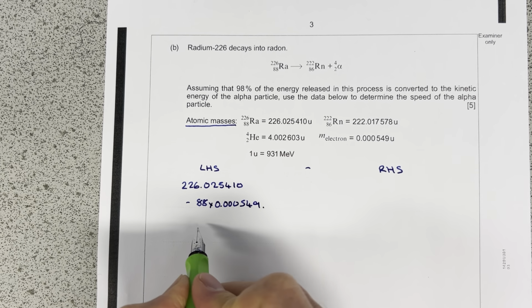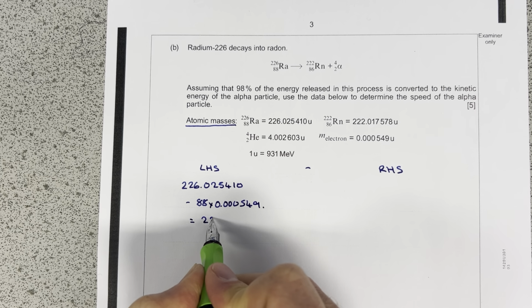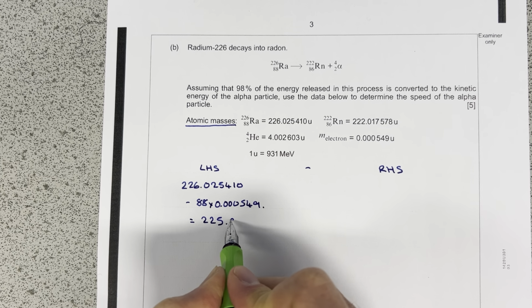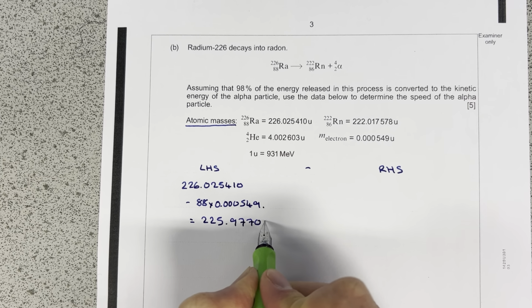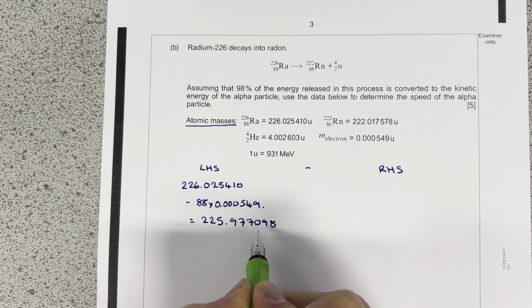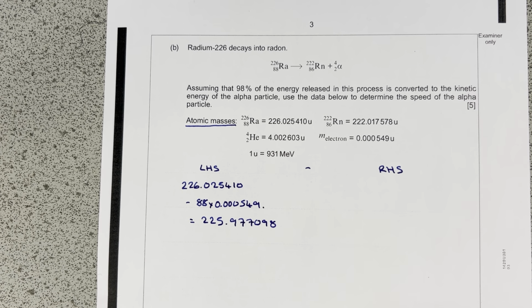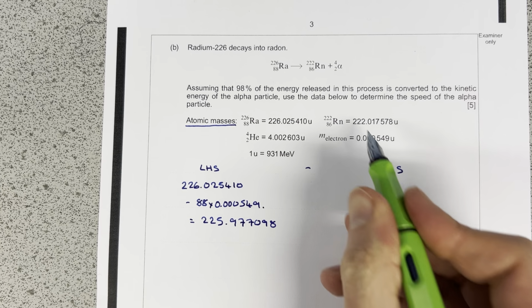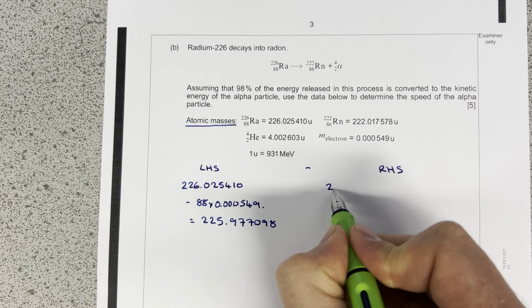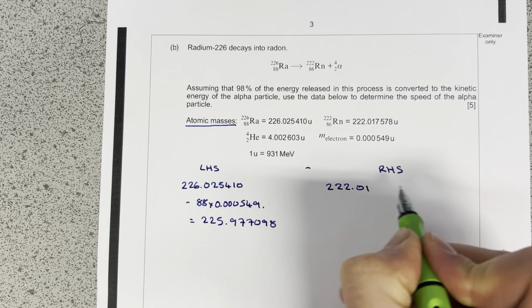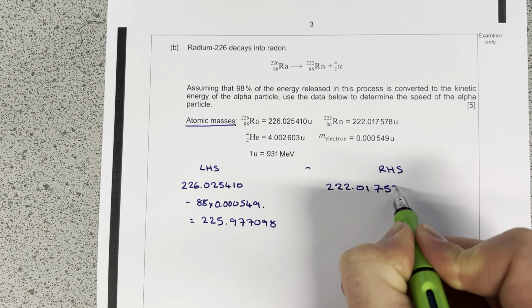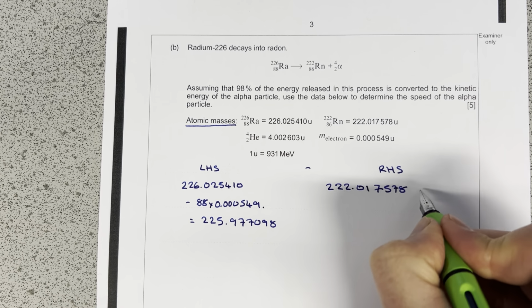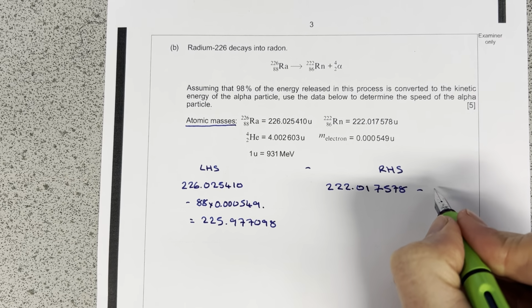And if you do that, you find out that your answer is 225.9777098. For now, I'm working to a ridiculously large number of decimal places. On the right-hand side, I've got the radon. We've got 222.017578. Again, I'm going to take away the 86 electrons.